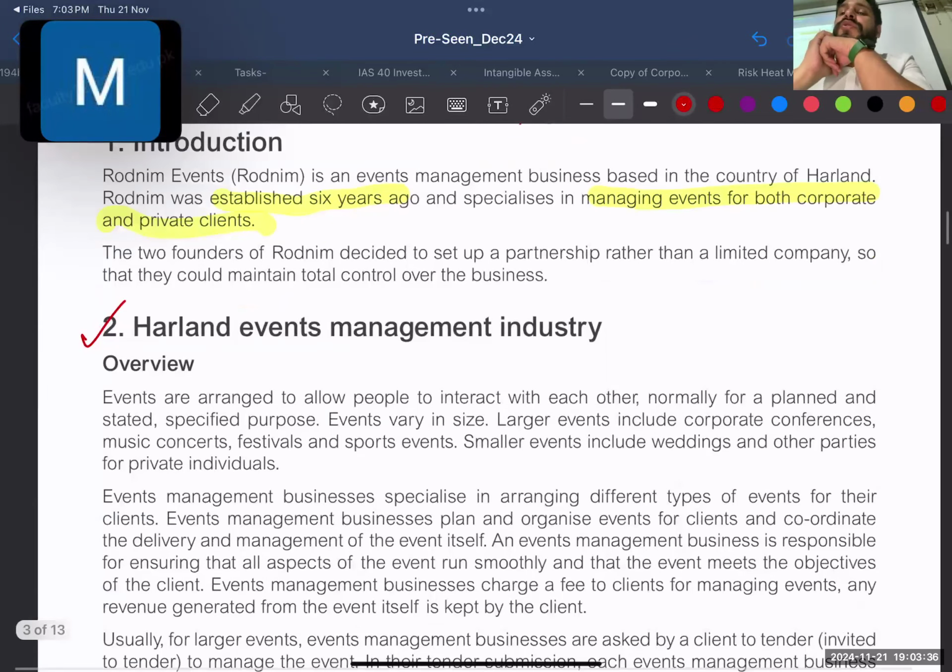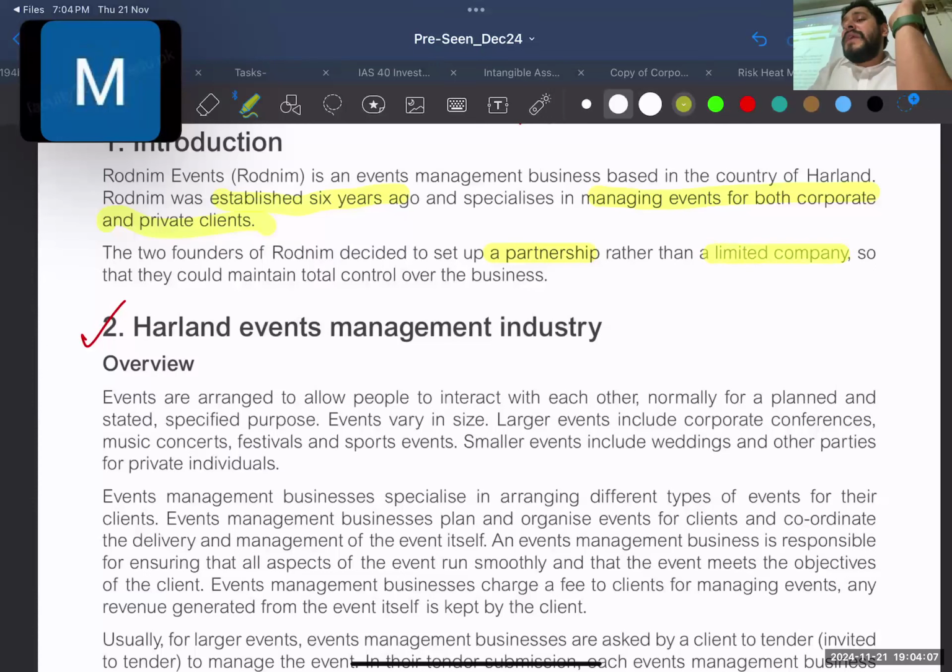So it says the 2 founders of Rodnim decided to set up a partnership business rather than a limited company. Now you need to remember that a partnership business basically works with the perspective of having mutual consensus in making decisions, with ease and comfort. With a limited liability company, decision making is going to be delayed a lot because we have non-executive directors and executive directors.